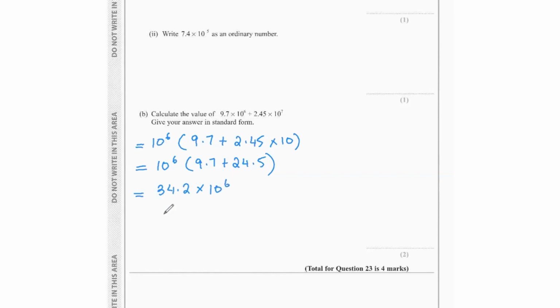So remember, in standard form, the decimal comes after the first non-zero digit. So when you move the decimal 1 place to the left, that's going to give us 10 to the power of 7. You add 1 to the power. So 3.42 times 10 to the power of 7 is the final answer.